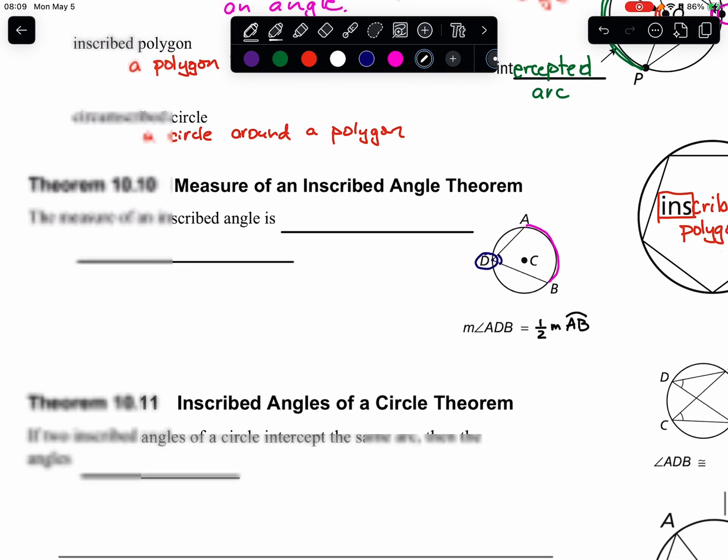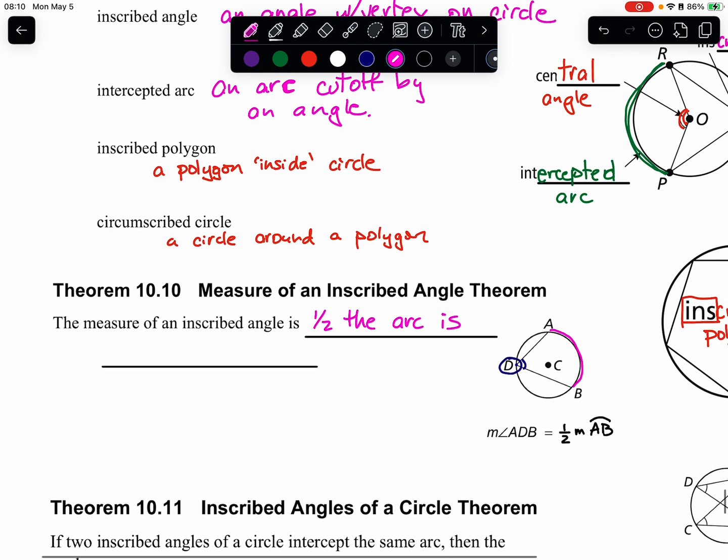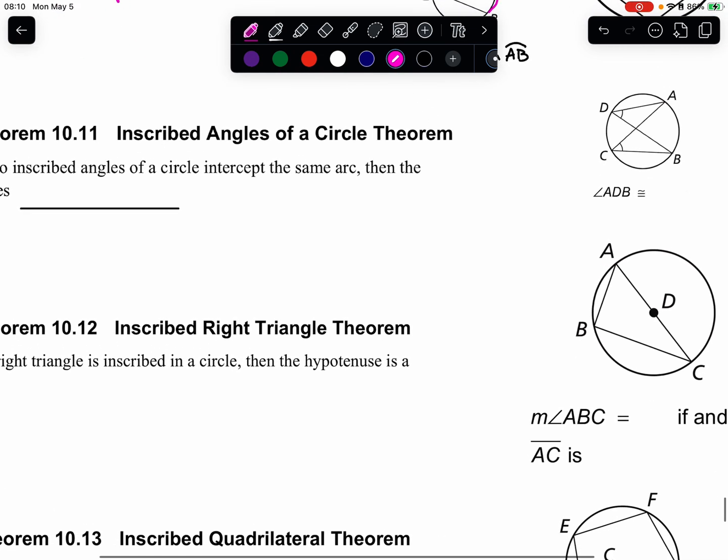All right, so let's write that out now in words. The measure of an angle is 1/2 the arc. Again, looking up at our word, it intercepts, subtends the arc. It, not is, intercepts.